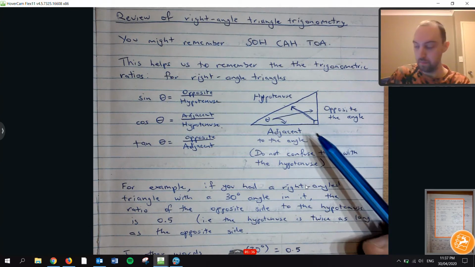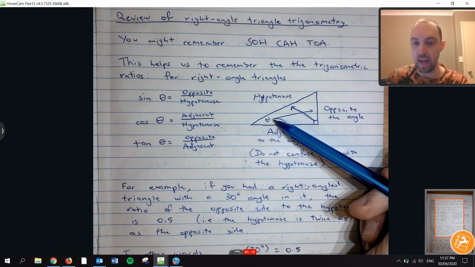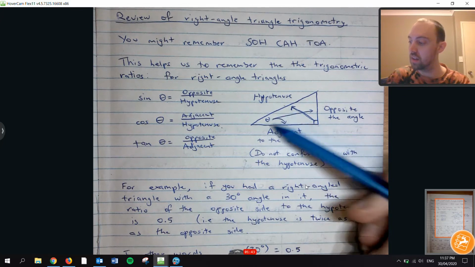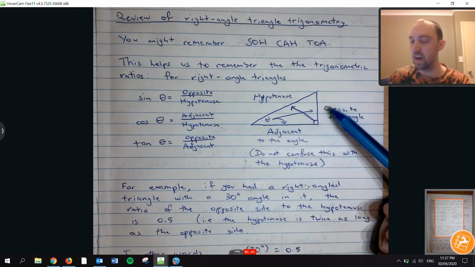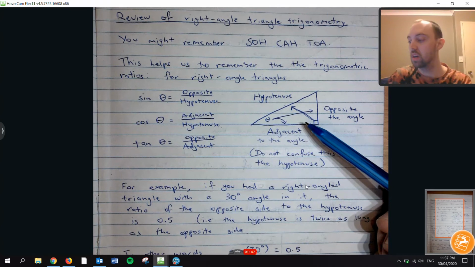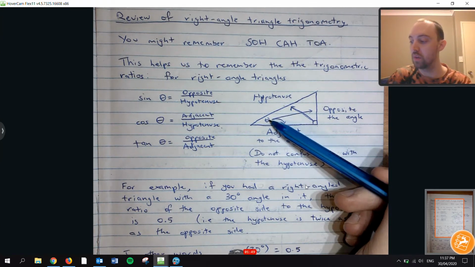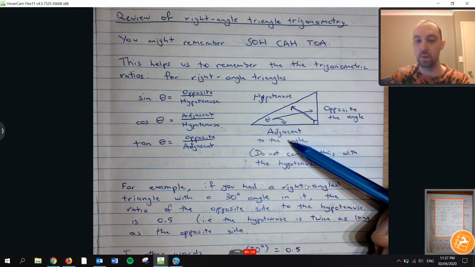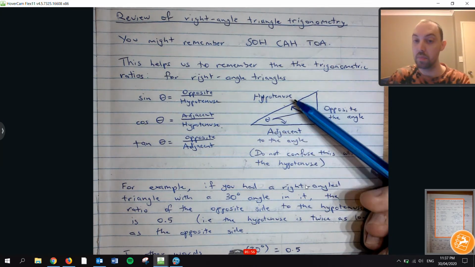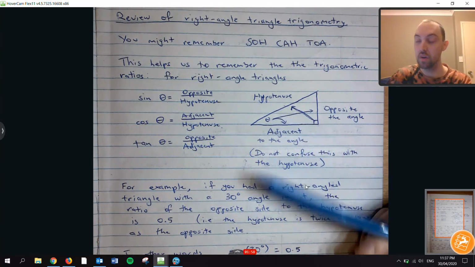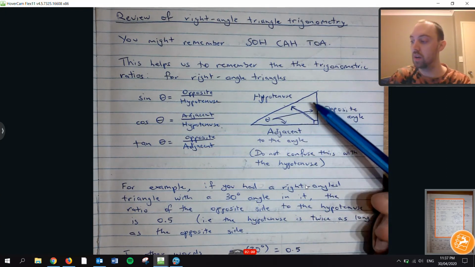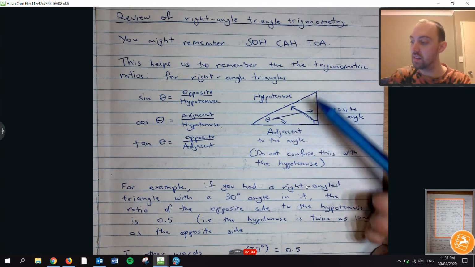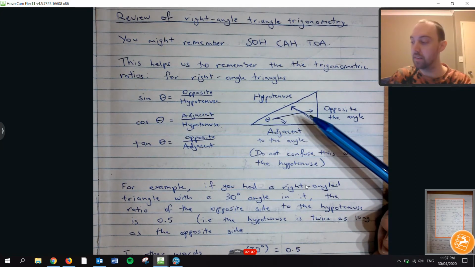So, with the angle, the opposite and the adjacent sides might change. You need to pay attention to where the angle that you're going to use is, because that changes where the opposite and adjacent sides are. The hypotenuse, however, stays the same regardless. It is always opposite to that 90-degree angle, and it is the longest side.